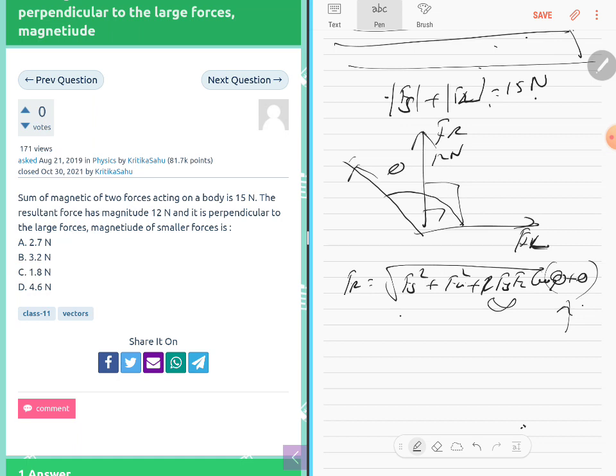Does the sum of the magnitude of the forces mean magnitude of Fs plus magnitude of Fl is equal to 15? Then you can find the angle. But it's not that. Sum of the magnitude doesn't mean Fs. You understand what I'm saying?